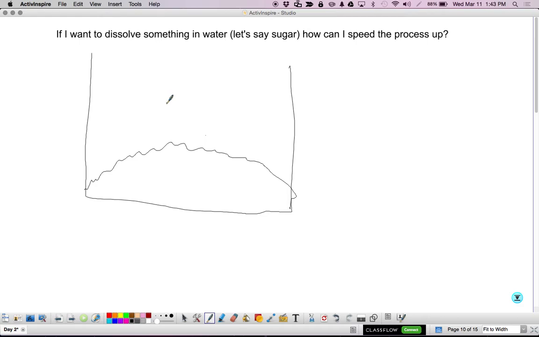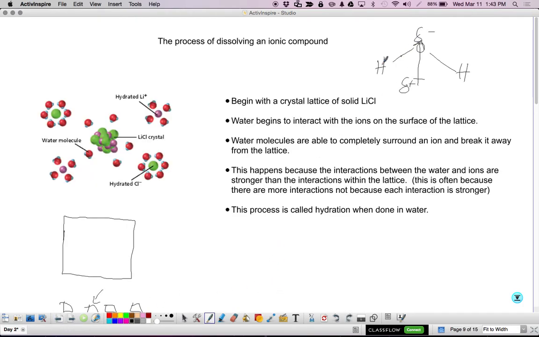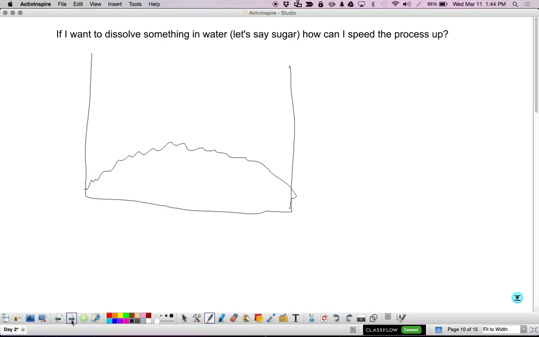So the last one is to give those water molecules more energy, because the water molecules have to get in there and break the interactions, the intermolecular forces between ions in the crystal lattice. So if they have more energy, they're better able to do that, all right? So all of that should make sense on a molecular level.